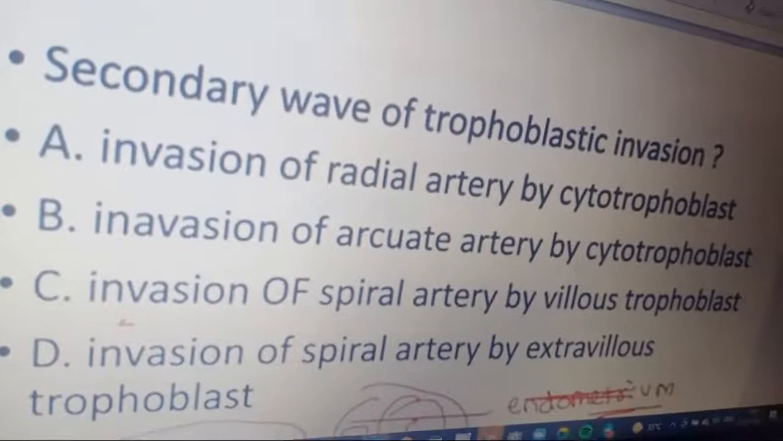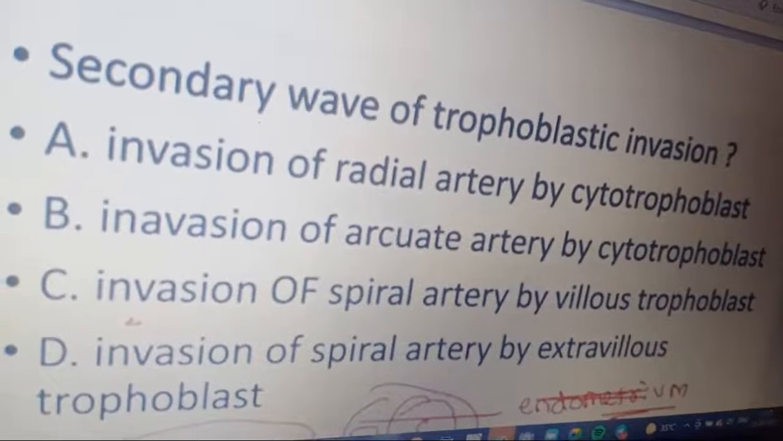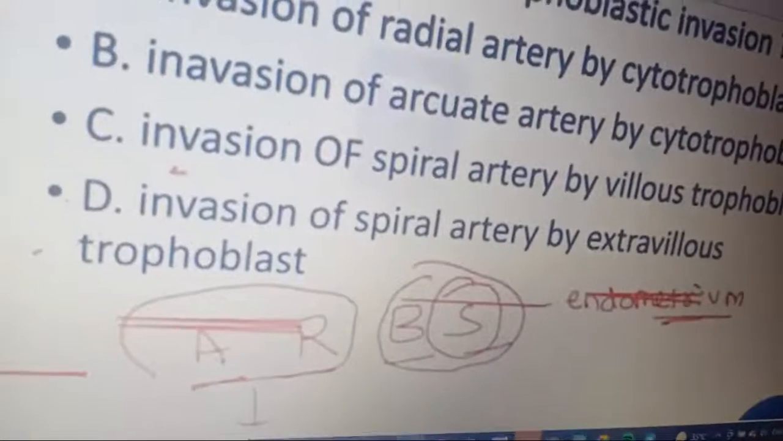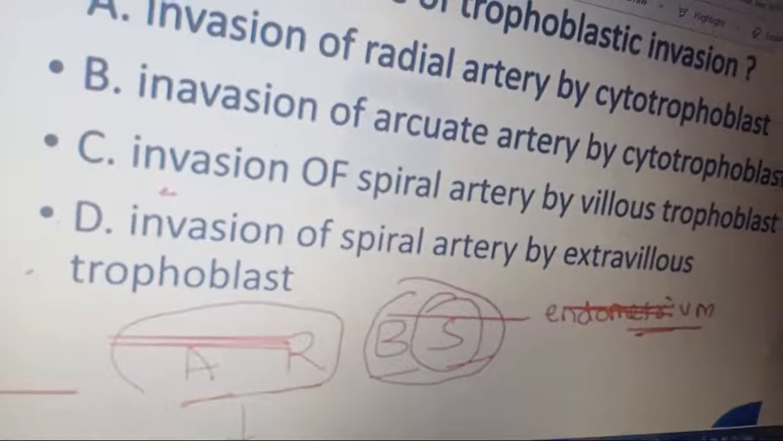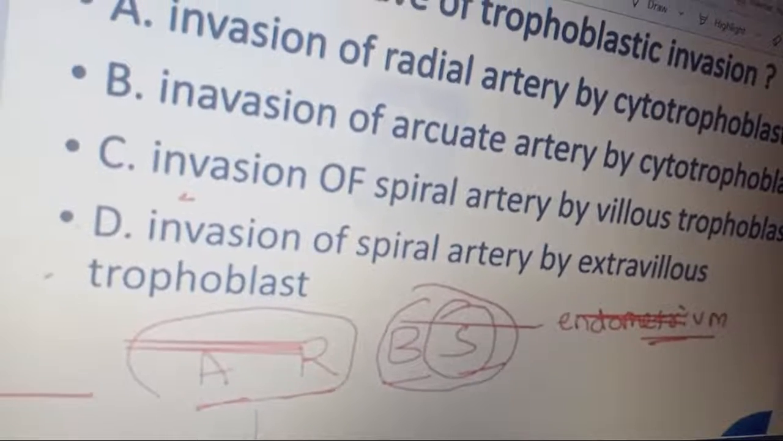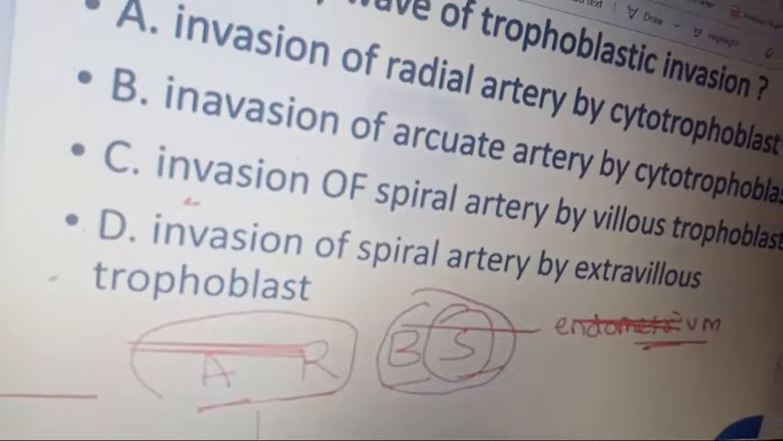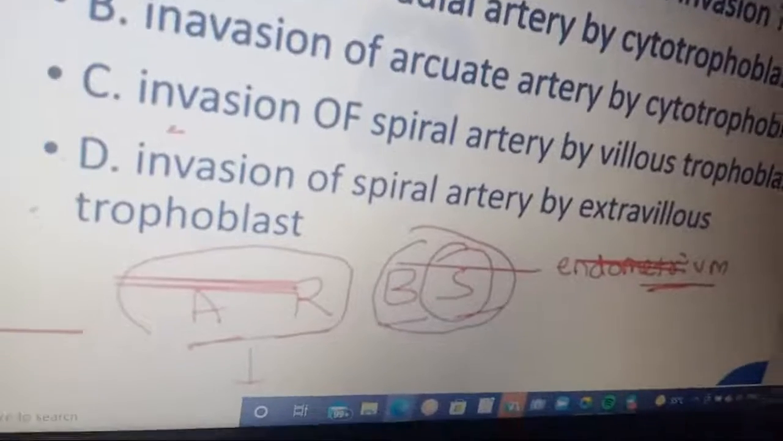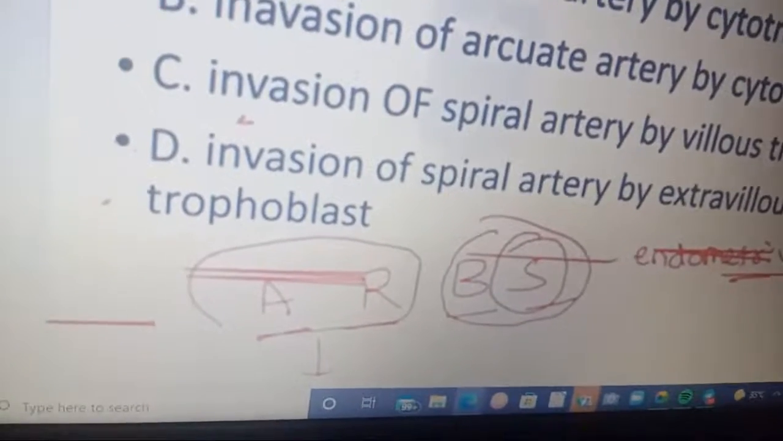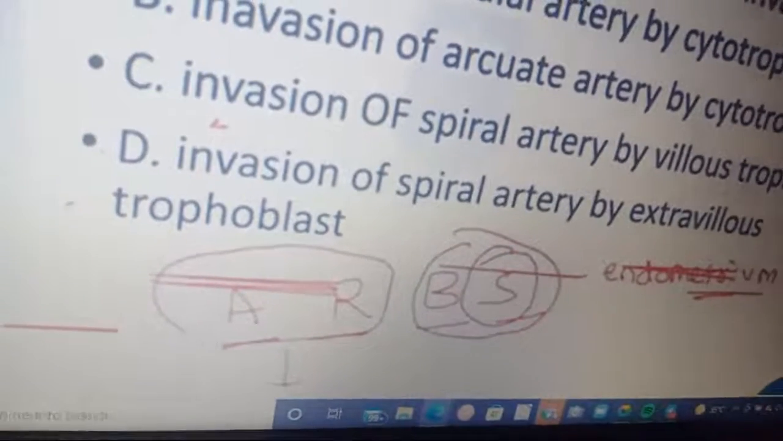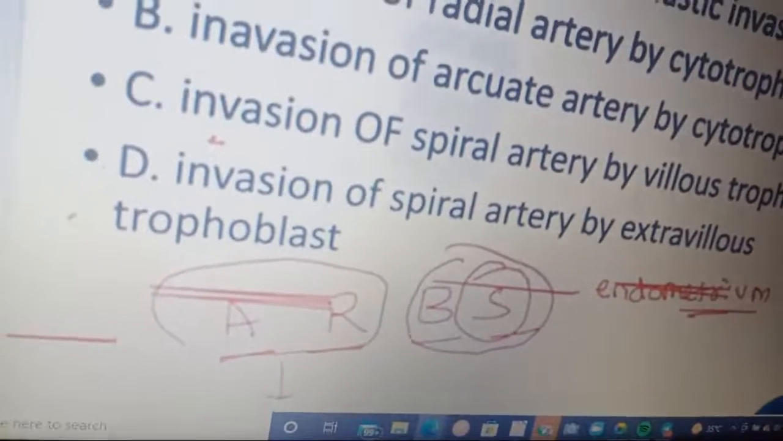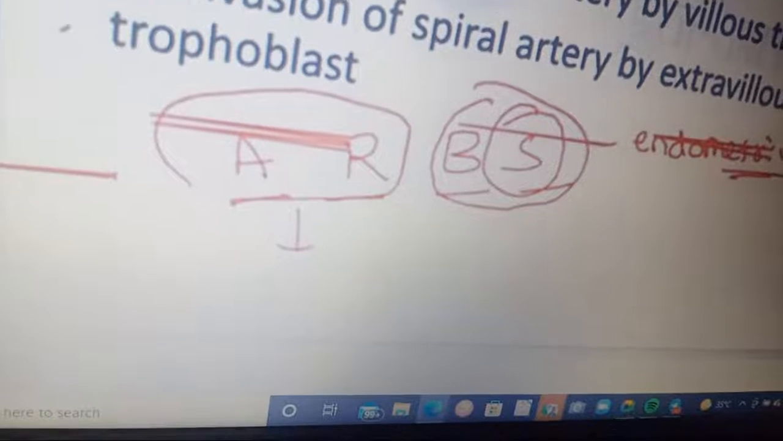Okay, the next question is about the secondary wave of trophoblastic invasion. The arcuate artery gives the radial branch, the radial artery gives the basal branch, and the basal artery gives the spiral branch. So the arcuate artery will be outside the endometrium, and the basal and spiral arteries will be in the endometrium.